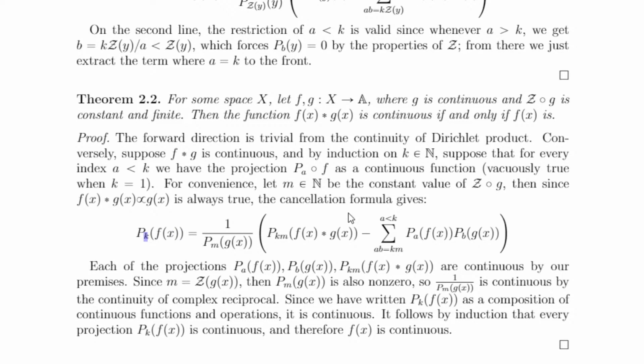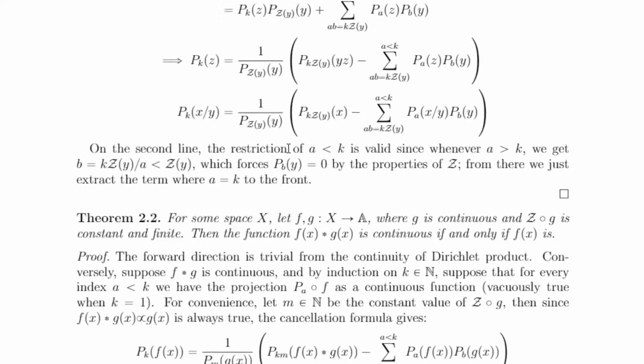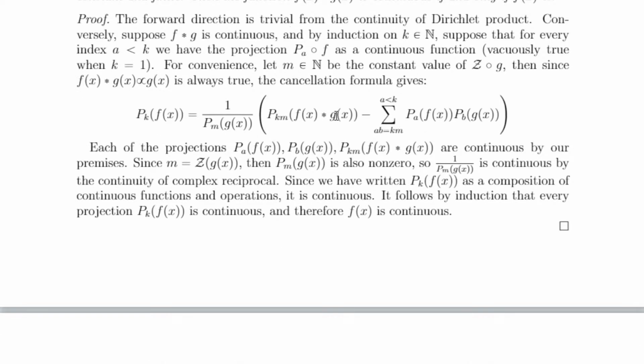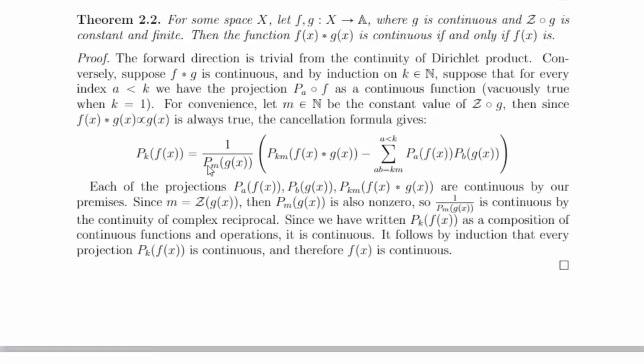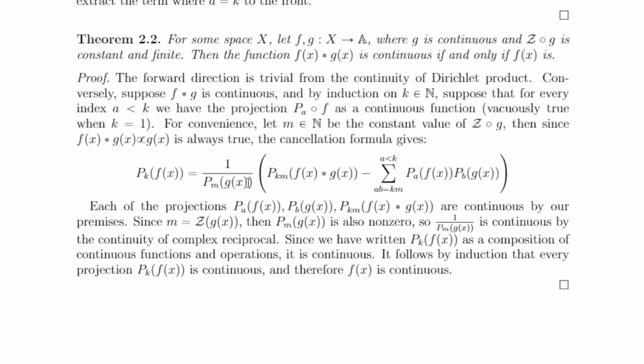So the kth projection by the cancellation formula of this f function, just like in the cancellation formula up here, we get our reciprocal of p sub m, so that's z is the m of g of x, and then we get this projection of f times g of k times m. So again, we're just plugging in all of our terms to our cancellation formula. And then we subtract off the sum of this projection of f and this projection of g. And remember, this cancellation formula is inductive.